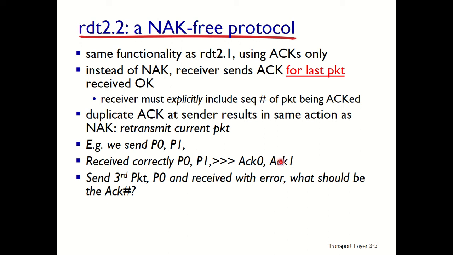And what is its sequence number? The sequence number is 1. So it will send acknowledgement number 1, not acknowledgement 0. Why? Because P0 is received with error. So if it is received with error, the receiver will send the acknowledgement for the last packet that is received correctly, which is this packet, acknowledgement number 1.